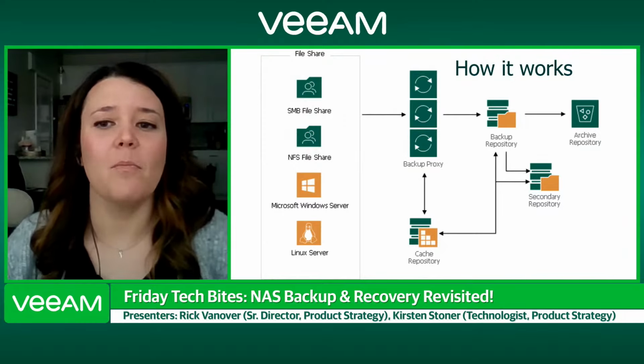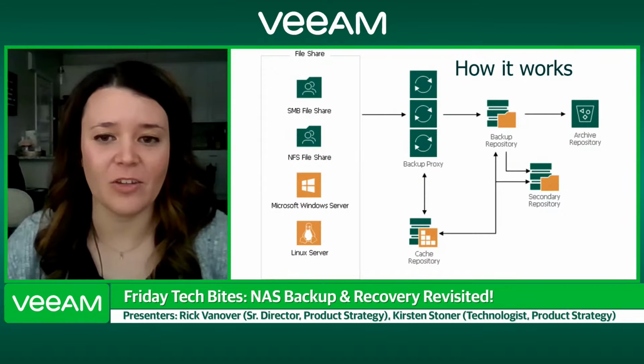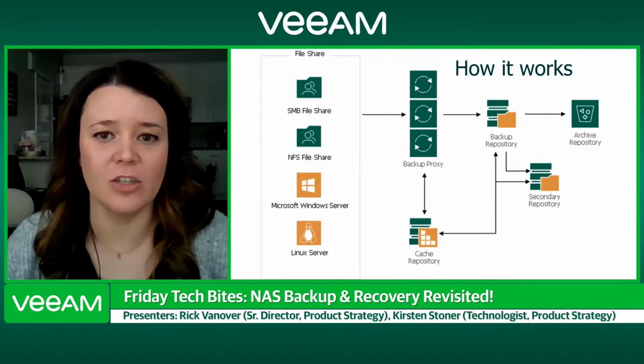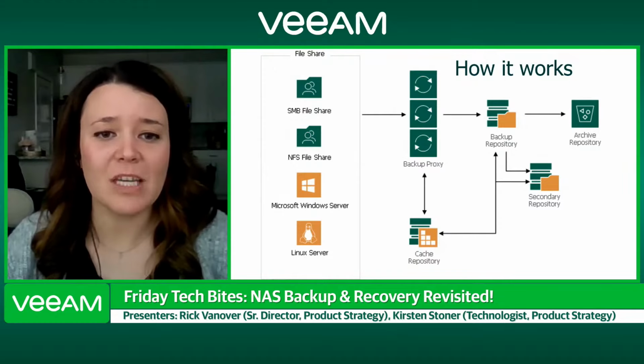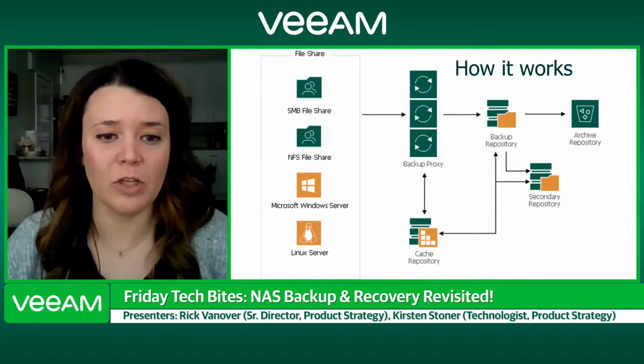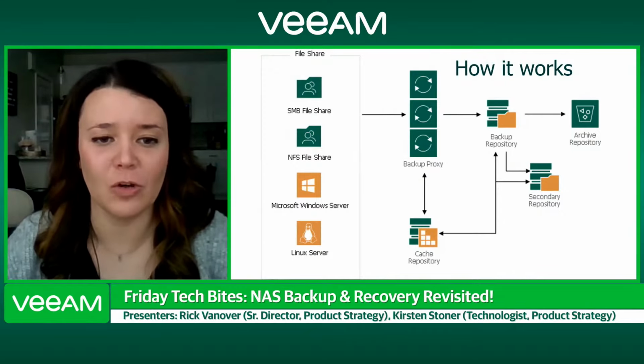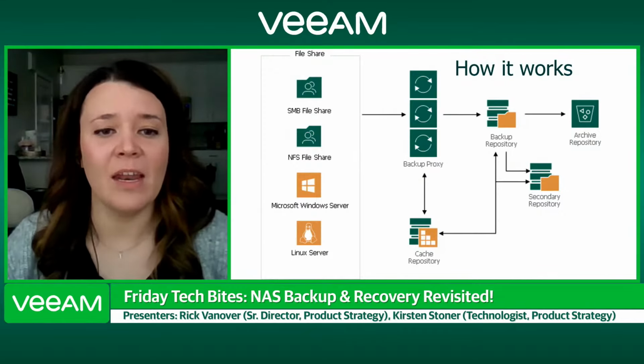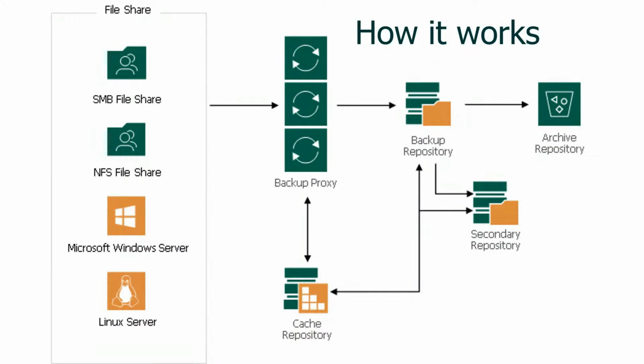Because once that proxy reads that file share, it's going to create that CRC tree. And then with each subsequent backup, that original CRC tree will be compared to the new one. And then that's going to let the backup proxy know, hey, this is the changed data. This is the only data that we need to move to the backup repository. So you're really going to get those fast incremental backups that we all know and love today.